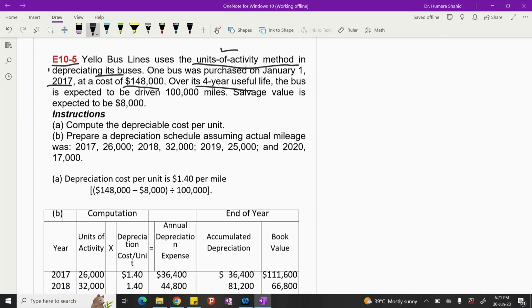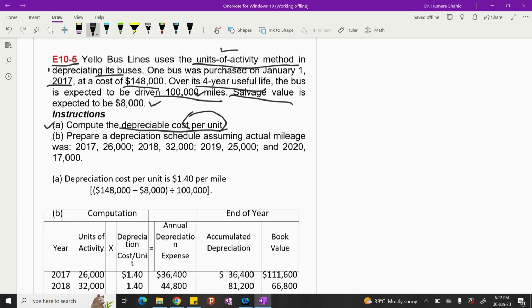Over its 4 years useful life, the bus is expected to be driven 100,000 miles. So this is the total mileage this bus can cover. Salvage value is expected to be $8,000. This is the value you are expecting to collect at the end of the life of the bus. So what they want us to do, number one, is to compute the depreciable cost per unit. Per unit means total cost divided by total units, right? So per unit cost, we need to calculate.